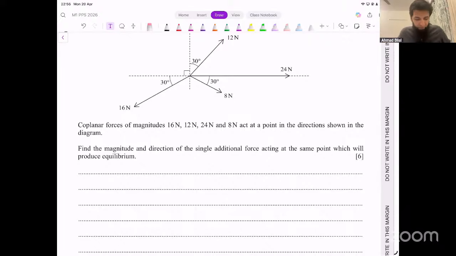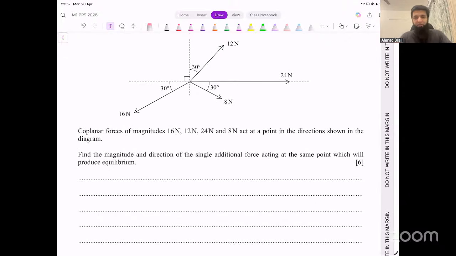Coplanar forces of magnitude 16 Newton, 12 Newton, 24, and 8 Newton act at a point in the direction shown in the diagram. Find the magnitude and direction of the single additional force acting at the same point, which will produce equilibrium. I'm just going to give you a hint about this. It's not that difficult. It's probably just a confusion with the question statement.